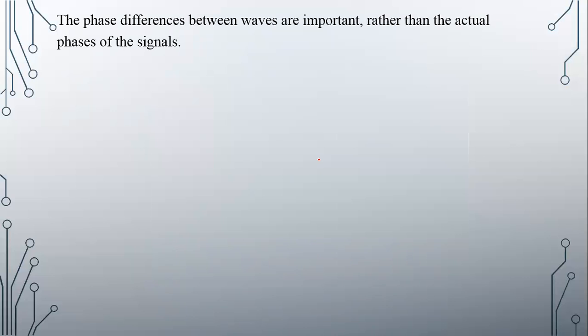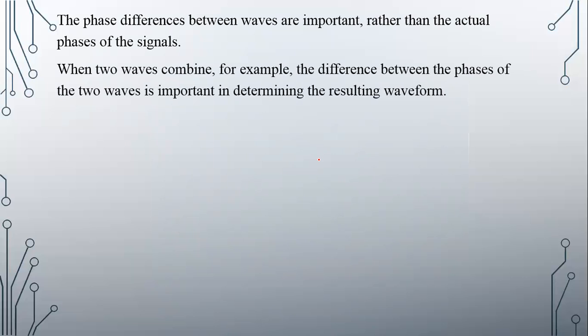Now, what is phase difference? So phase difference between waves is important rather than the actual phases of the signals. That is, compared to the absolute phases of signals, if we consider the concept of phase difference, it is given more importance and preference. Suppose when two waves combine with each other, for example, the difference between the phases of two waves is important in determining the resultant waveform. When you combine two waves, to describe or determine the resultant waveform you have to use their individual phases.